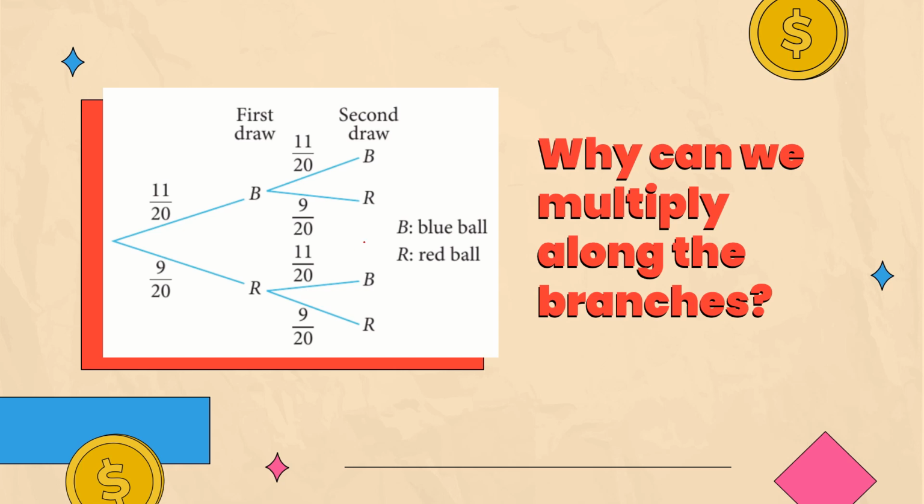So let's say I want to find the probability of the outcome RB. That means that we select a red ball in the first draw and a blue ball in the second draw. How do we actually find out what this probability is? The answer is that we can multiply along the branches, but why is it that that works?